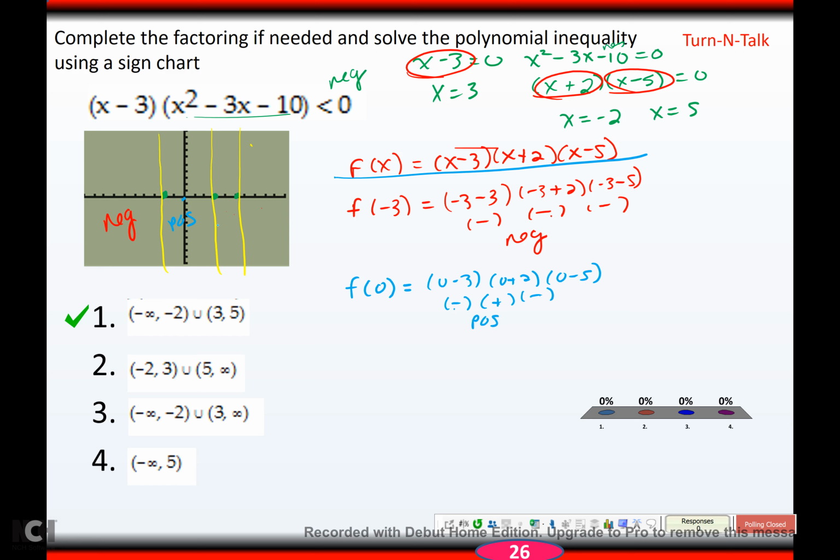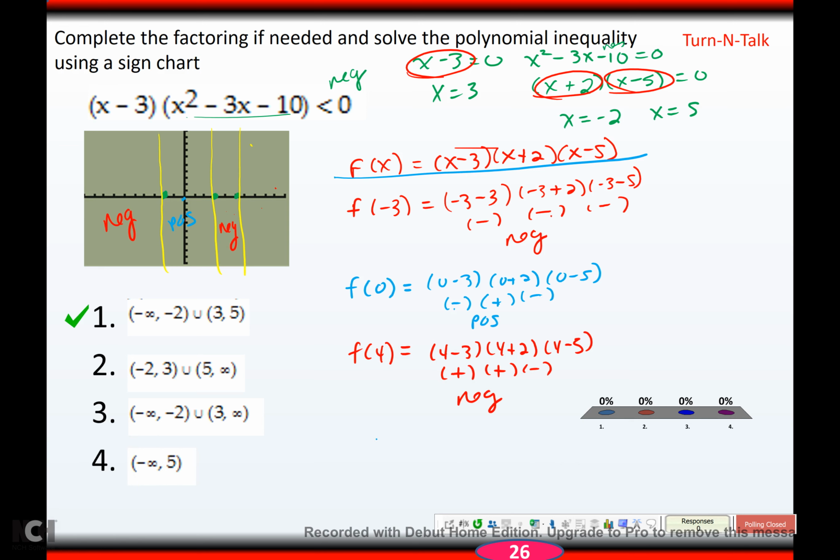Pick something between, what is that, 3 and 5? That would be 4. So f of 4 would be 4 minus 3, 4 plus 2, 4 minus 5. That's going to be positive, positive, negative, which is going to give me a negative. And I'm betting that section's positive, but let's check it out.